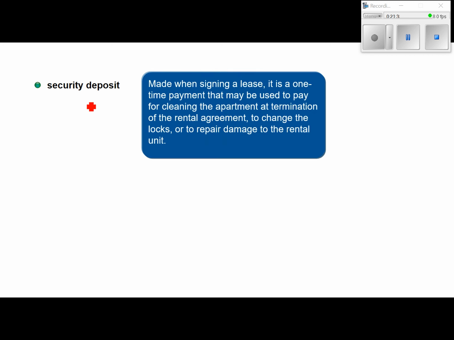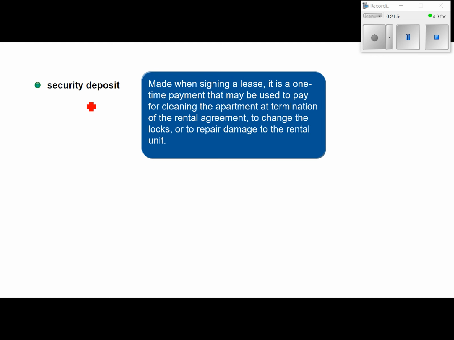Security deposit. A security deposit is made when you're signing a lease or renting a place. You have to give them that extra money so that if you all of a sudden just move out on them, they have something to fix the damages. A lot of times you'll get that security deposit back.